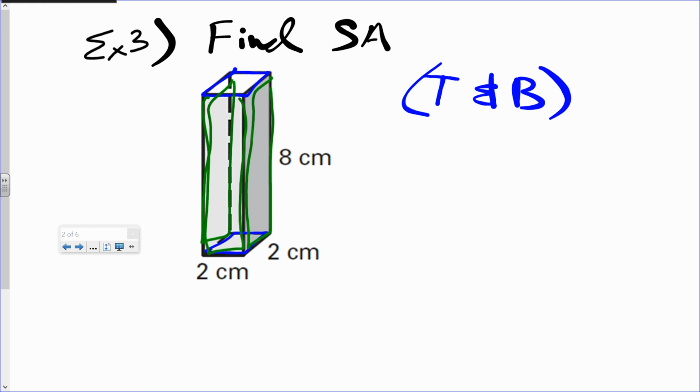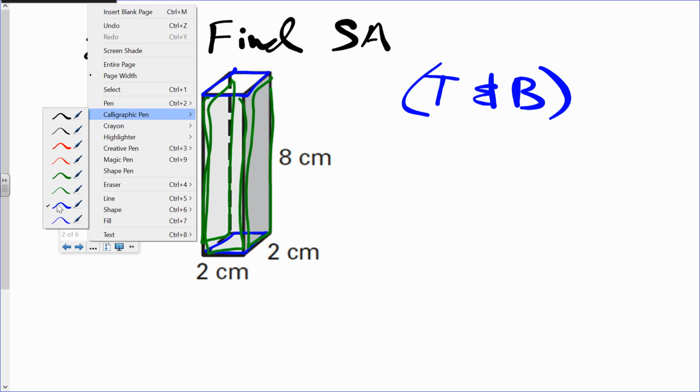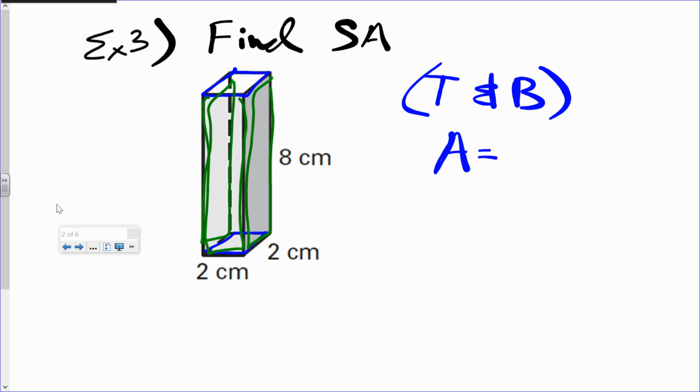So what I'm going to do is let's first find the top and bottom area, and then we'll find the front, back, left, and right area, since they're all the same. I'll put those in green. I'll put the top and bottom in blue. Let's rock and roll. Area of a square. How do you find the area of the top square? Length times width. A square is a kind of a rectangle. It's just the length and width are the same. But yeah, it's length times width. Write it down with me.